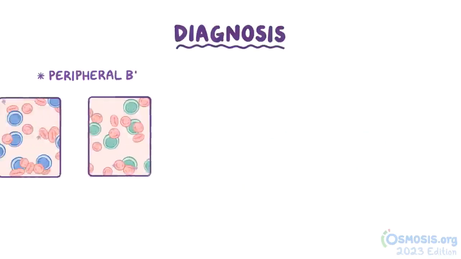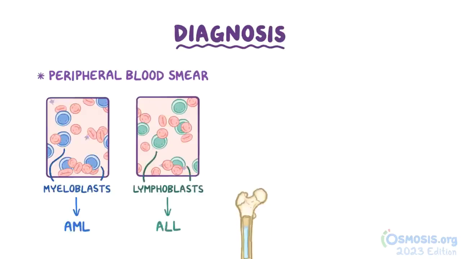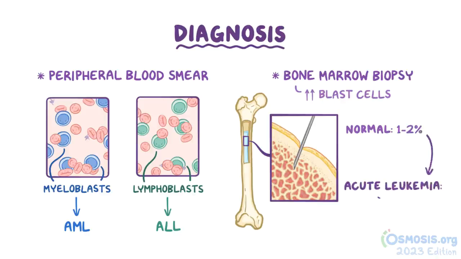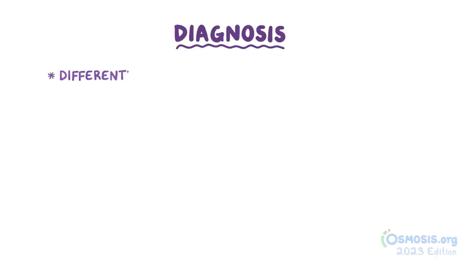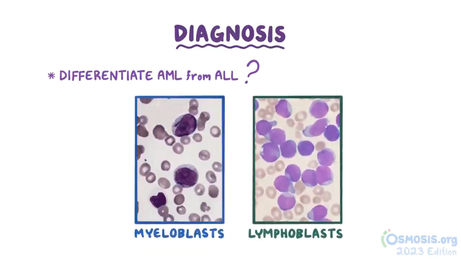The diagnosis of AML and ALL usually starts with a peripheral blood smear, which shows a lot of blast cells, myeloblasts in the case of AML, and lymphoblasts in the case of ALL. This is usually followed up by a bone marrow biopsy, which also shows an increase in blast cells. In acute leukemia, the percentage of blast cells in the bone marrow goes up from their normal value of 1 to 2% to greater than 20%.